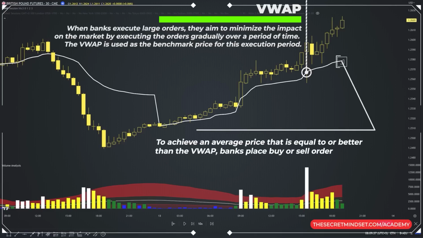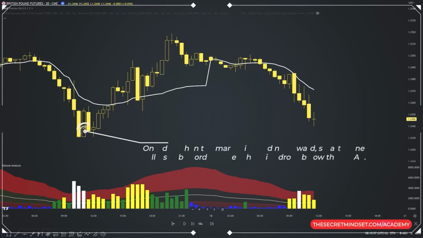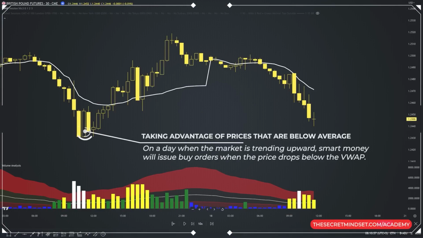To achieve an average price that is equal to or better than VWAP, banks place buy or sell orders based on the price relative to the VWAP. On a day when the market is trending upward, these algorithms will issue buy orders when the price drops below the VWAP. This allows them to take advantage of prices that are below the average, potentially getting a better deal.